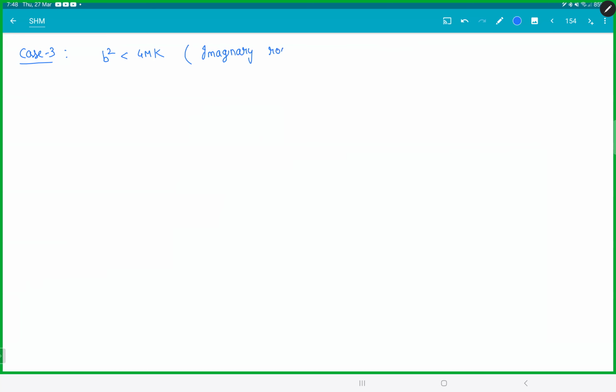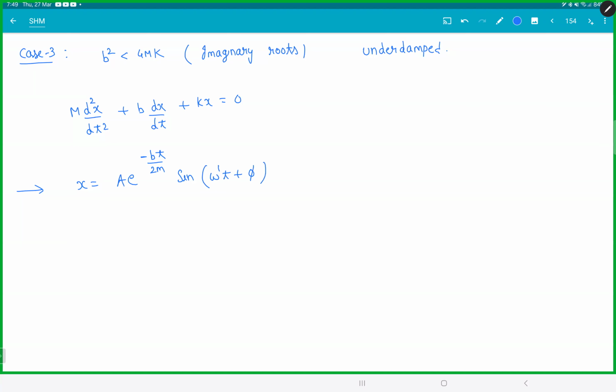These are the main things you need to remember. This is there in HSC also. Case 3. So this is underdamped. For this central equation, m d²x/dt² plus b dx/dt plus kx is equal to 0, the solution will be, because the roots are imaginary, A e^(-bt/2m) sin(ω'd + φ). We will not go into how we got this.